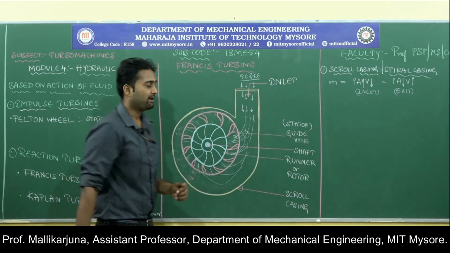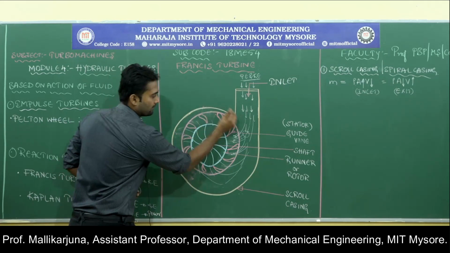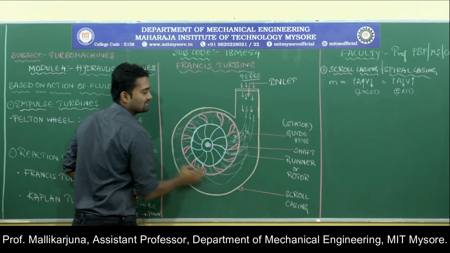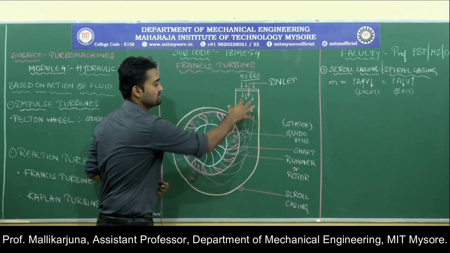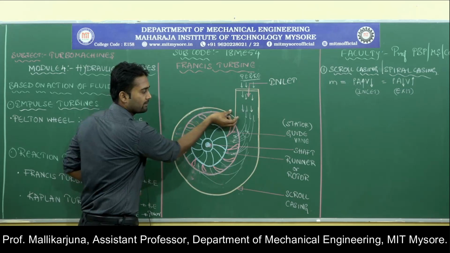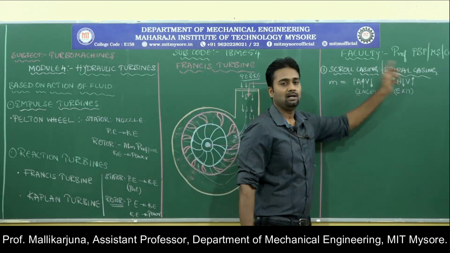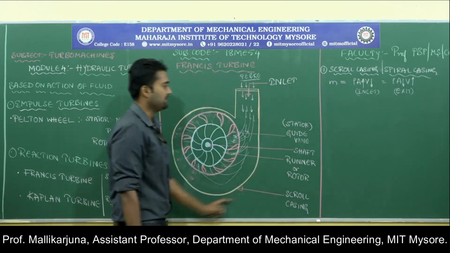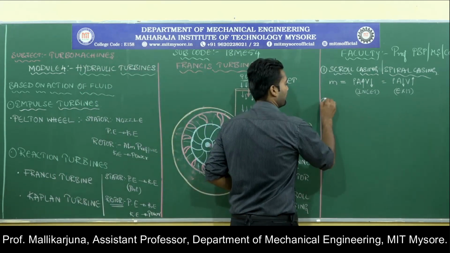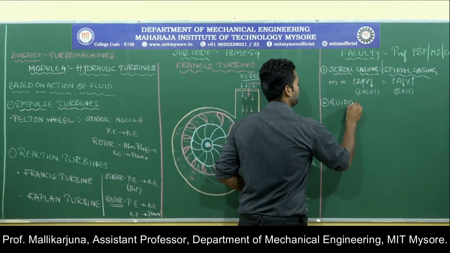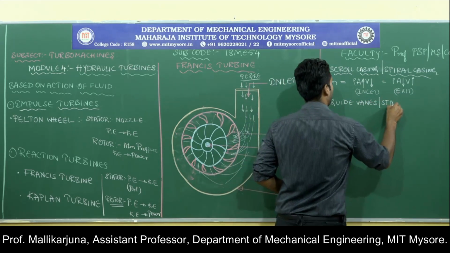Why is it considered as the spiral? If you look onto the casing section, it will go in the fashion of a spiral, in the sense a round fashion from starting to end. It is going in the form of a spiral. So that is why that casing is also considered as spiral casing. So that is related to the spiral casing. Next thing is guide vanes. These guide vanes are nothing but the stator component.